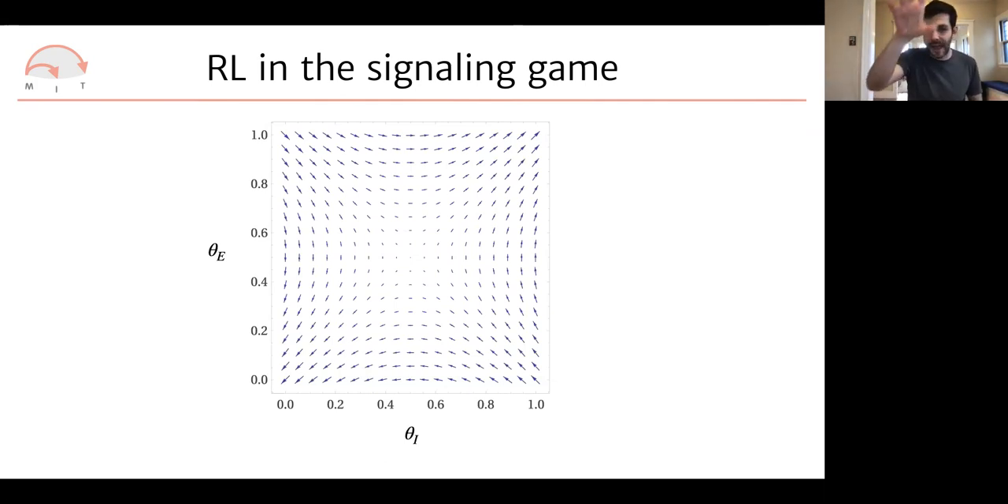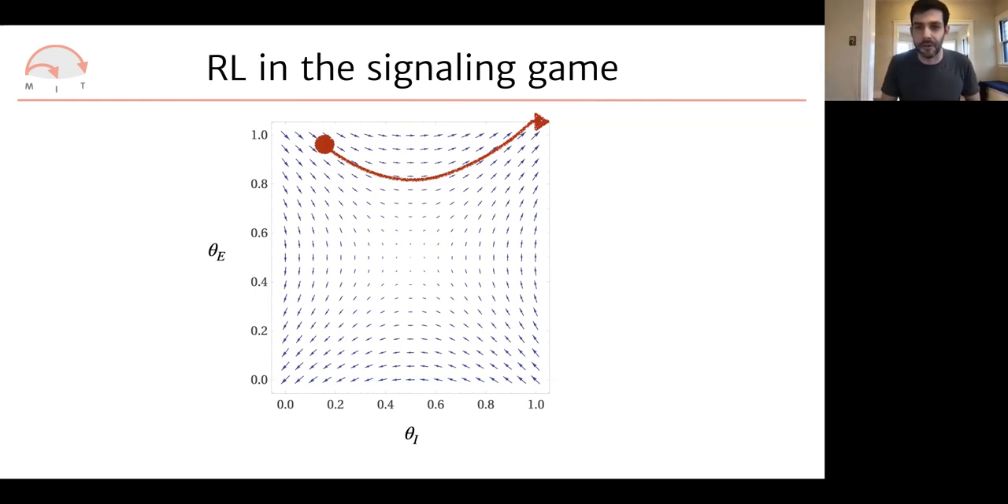If I think of any point on this grid as a setting of theta E and a setting of theta I, these arrows tell us in what direction the policy gradient is going to point, and will let us figure out what final solution to this game our agents are actually going to come to. Concretely, if we start up here where theta I is small and theta E is close to 1, we're going to wind up in this top right corner just by following the flow of these arrows on the chart.